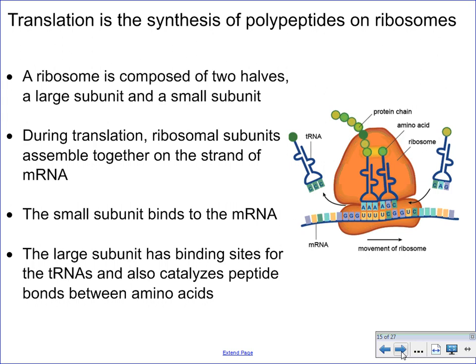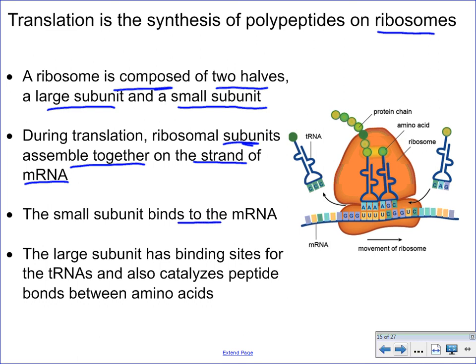So with translation now, this is the synthesis of polypeptides or protein on the ribosome. Just a reminder of what a ribosome is and the different parts of that ribosome. A ribosome is composed of two halves: a large subunit and a small subunit. During translation, the ribosomal subunits will assemble together. Those two parts will come together on the strand of messenger RNA. So messenger RNA plus those two subunits must assemble together before translation can begin.